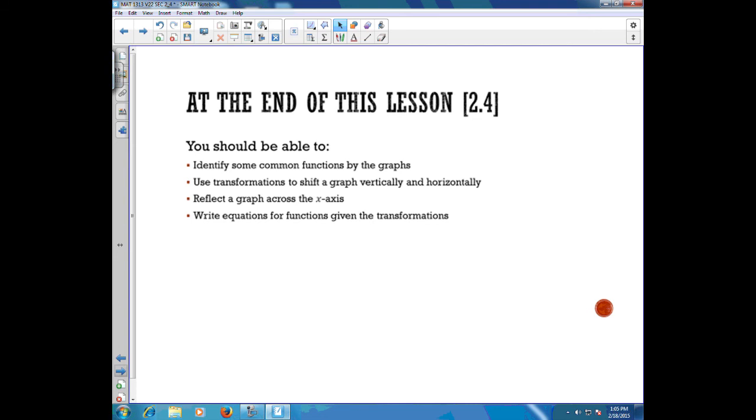So at the end of this lesson, you should be able to identify some common functions by their graphs, use transformations to shift a graph vertically or horizontally, and to reflect a graph across the x-axis, and then to write equations for functions given these transformations.